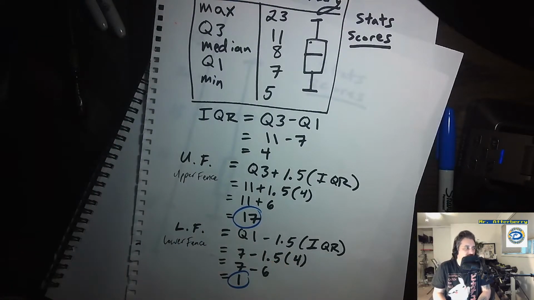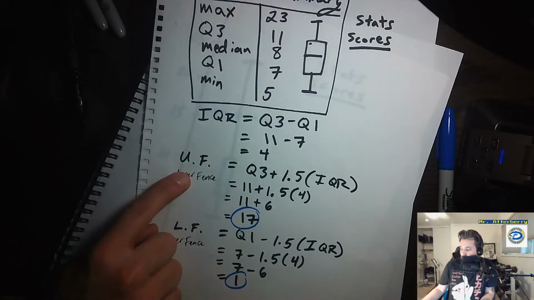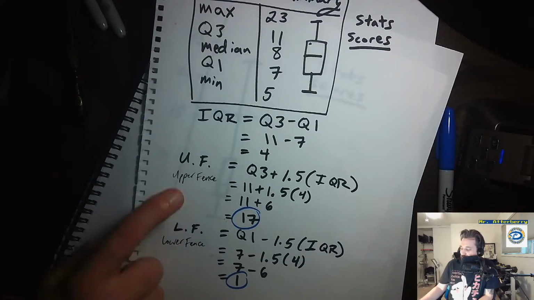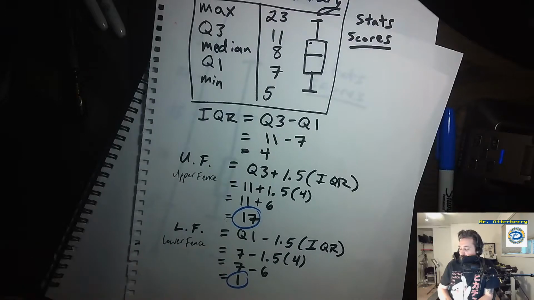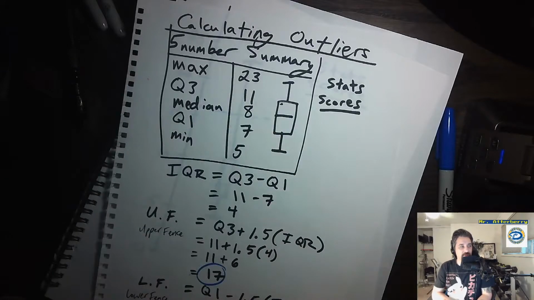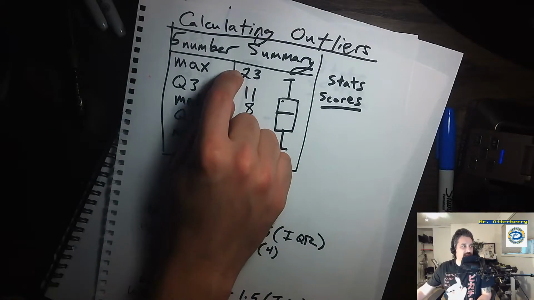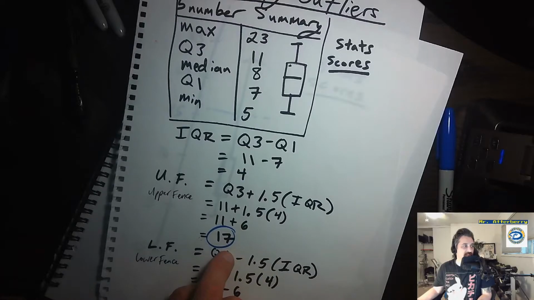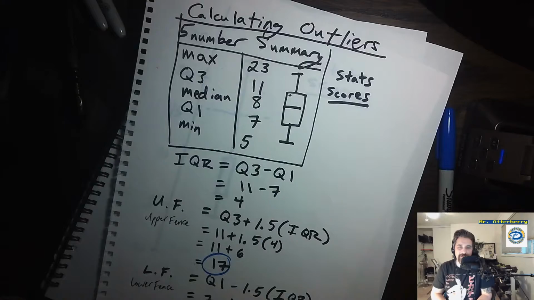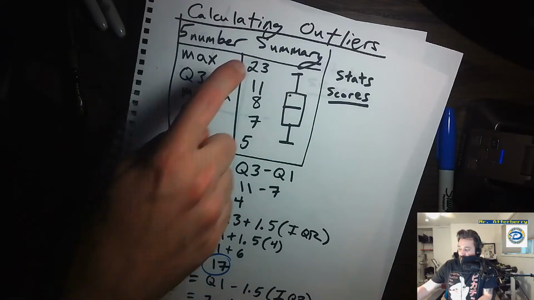Those are called upper and lower fences. Any number above the upper fence would be an outlier, and any number below the lower fence would also be an outlier, depending on which one you're looking at. Upper fence, anything above 17 would be an outlier. Anything below 1 would be a lower fence outlier. The data we're looking at on this quick sheet has a max of 23, but the upper fence is at 17. Sorry, 23 would be an outlier because the fence was at 17.